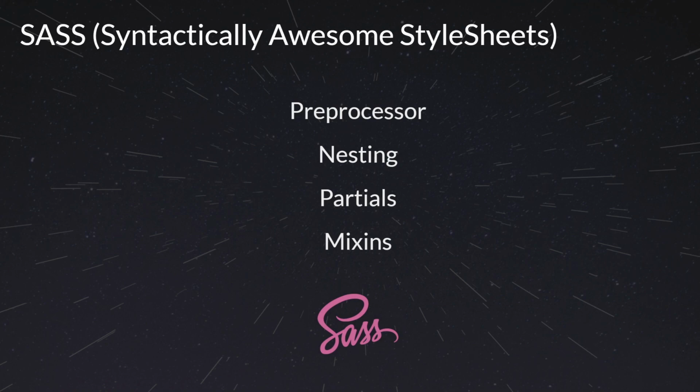So SASS is a preprocessor, which means that it's not like code that gets executed when you load your website. What you do is you write your code with SASS files or SCSS files. And then you start a little program called the preprocessor, and it converts your SASS code into CSS code, which the browser understands. The browser does not understand SASS code.